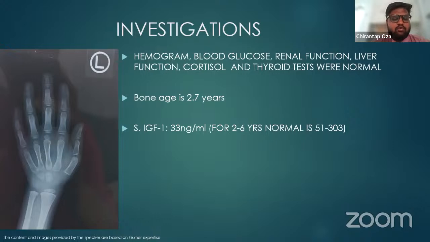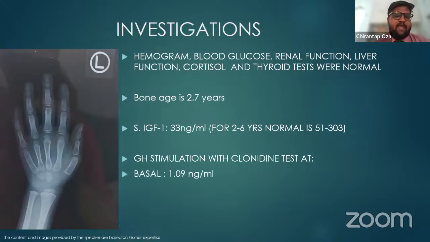Normal range for a 2 to 6-year-old child is 51 to 303. A growth hormone stimulation test was performed with clonidine, and at baseline, the growth hormone level was 1.09 nanogram per ml. At end of 1 hour post-stimulation, it was 2.99 nanogram per ml. And at 2 hours, it was 1.86 nanogram per ml.